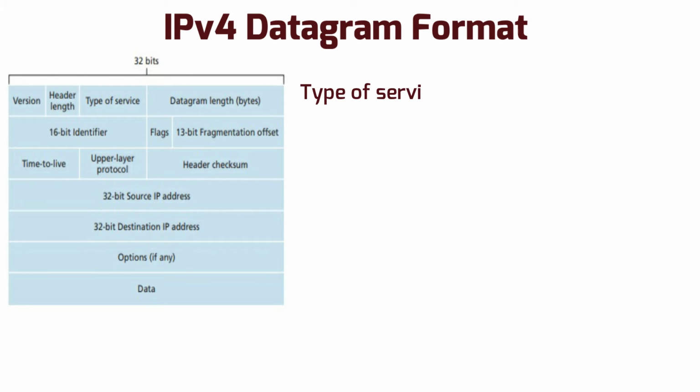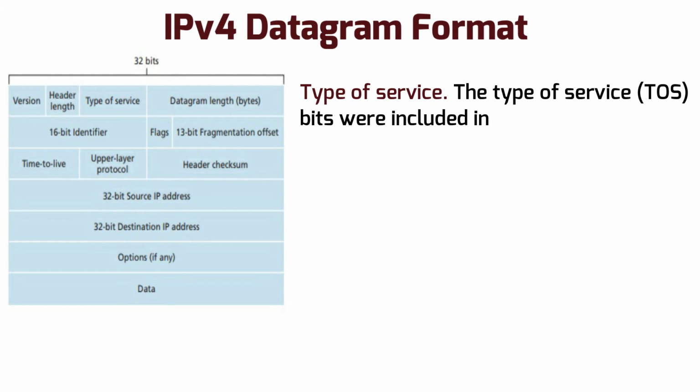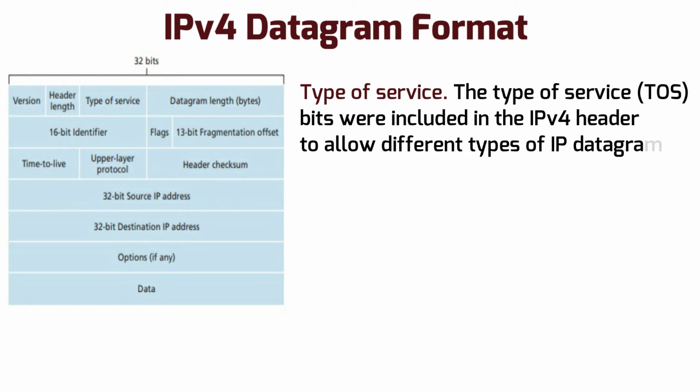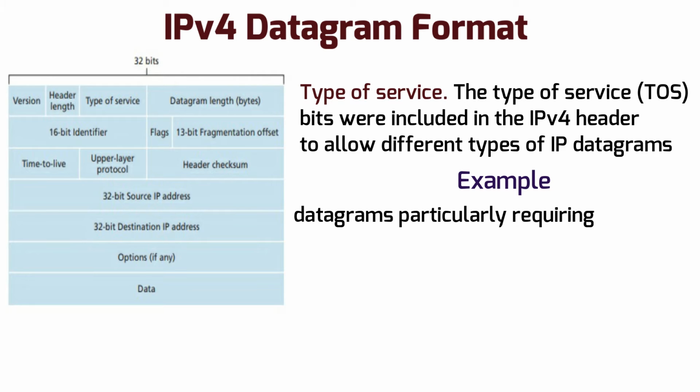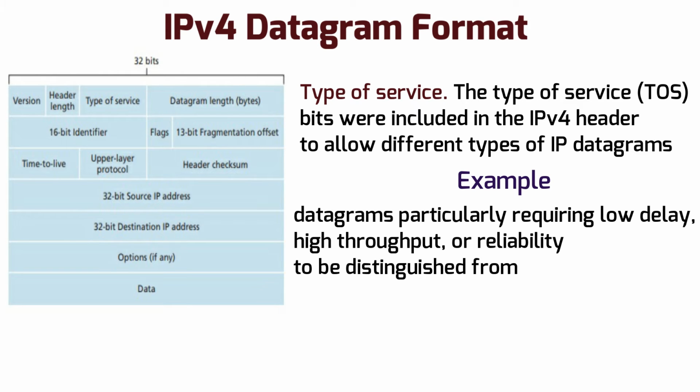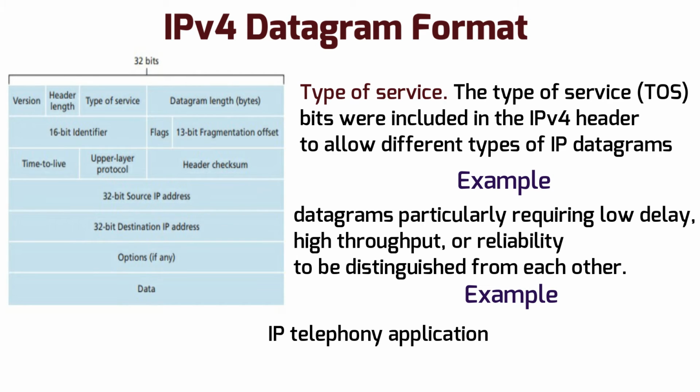Next is type of service. The type of service bits were included in the IPv4 header to allow different types of IP datagrams, for example, datagrams particularly requiring low delay, high throughput, or reliability, to be distinguished from each other. For example, it might be useful to distinguish real-time datagrams, such as those used by IP telephony applications, from non-real-time traffic, for example FTP.